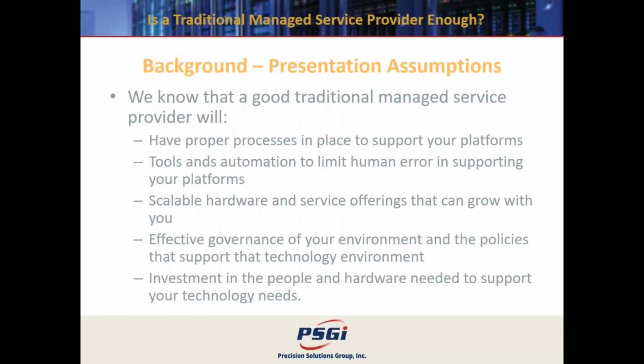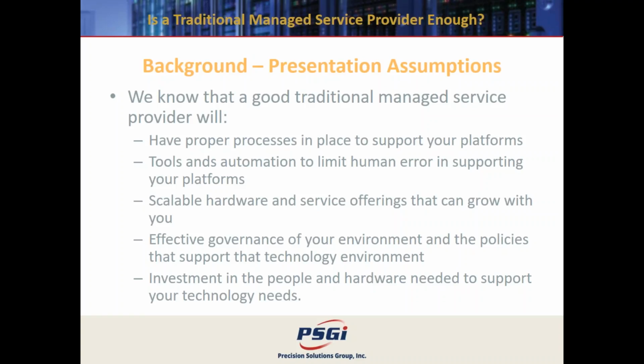So first, let me start by saying we're not trying to scrutinize the technical skills and processes that a good MSP should offer. I would say that any reputable MSP would certainly have the technical skills needed, and they most certainly would have the processes in place to govern your environment, not to mention they should be investing in the proper infrastructure and tools they need to support you.